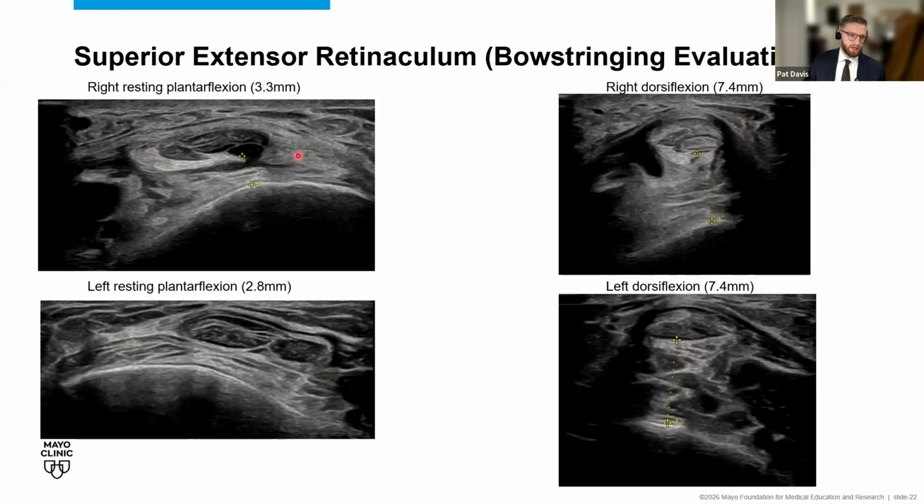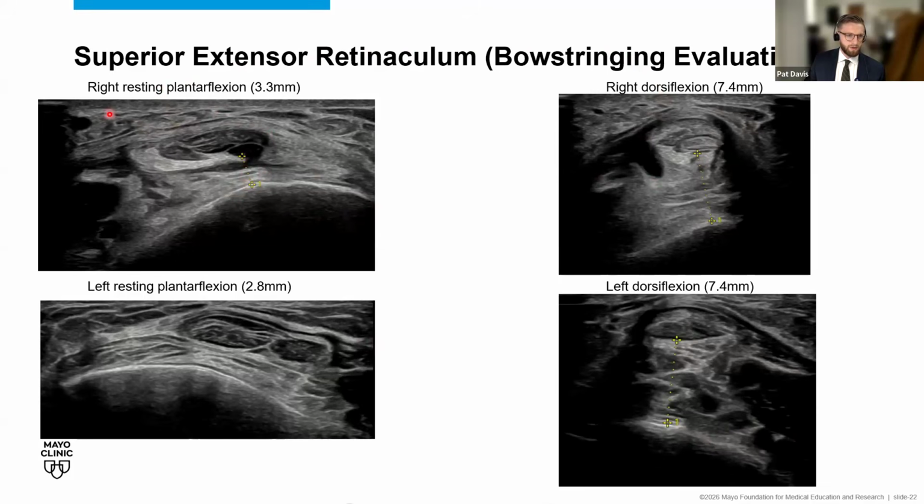What we're doing is taking the patient from resting plantar flexion into dorsiflexion, measuring the tibia to base of the tibialis anterior distance and comparing from side to side, using the patient's own internal control, in order to determine whether there is significant bowstringing.